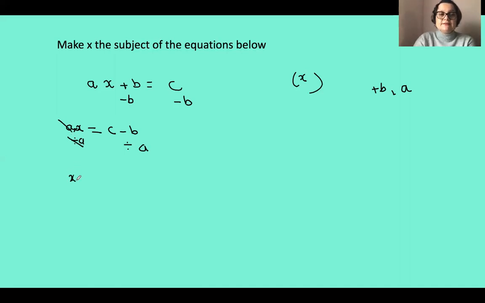So x equals, now here, divided by a is the whole right-hand side. So c minus b divided by a. So you can write it like this, as a fraction. And this is the end of making the x the subject of this equation.